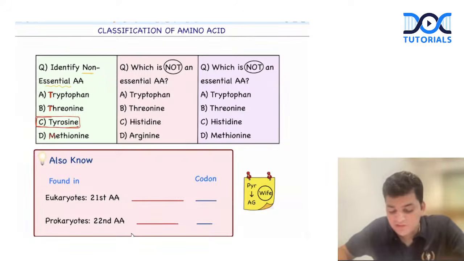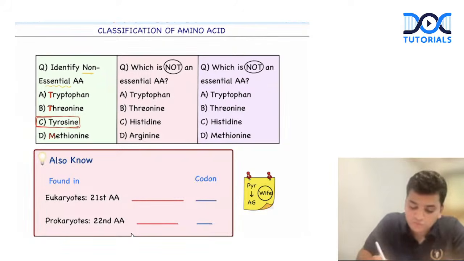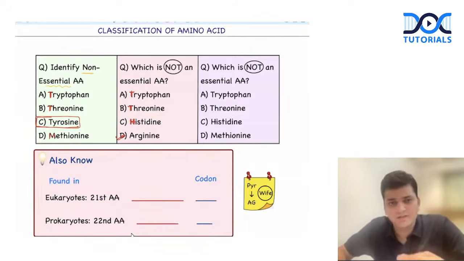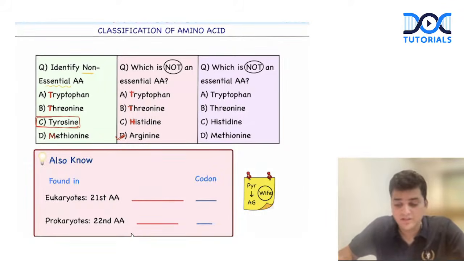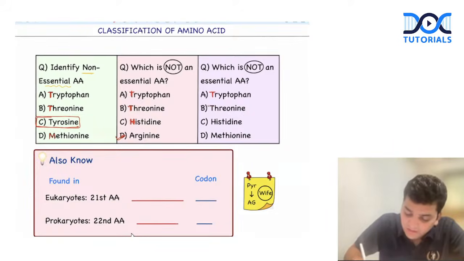Now, the next is, which is not an essential amino acid? Again, let's use the mnemonic TV TIL 9 PM H. So now the answer is going to be arginine. It is semi-essential. It is not essential. Here we are considering histidine as an essential amino acid. But look at the next question, which is not essential. TV TIL 9 PM H.